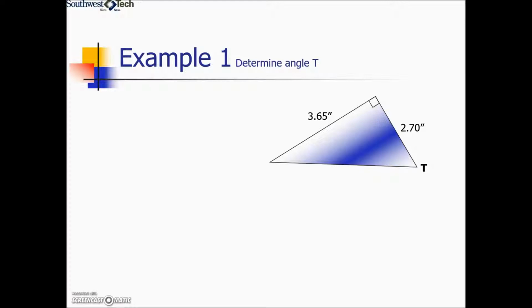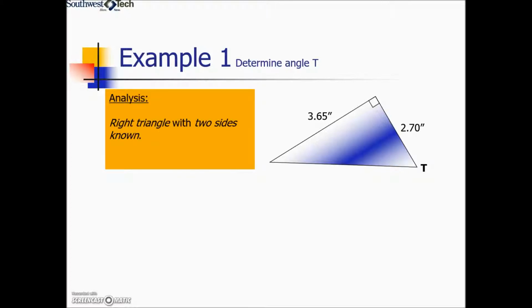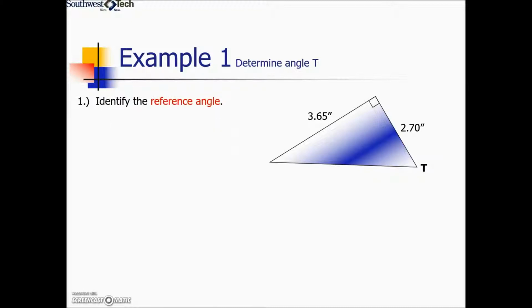Here's another series of examples. Can you solve this problem? First, what we see is a right triangle with two sides known, so we'll use trig to calculate the angle measurement. First step, identify your reference angle, which is angle T. That's what we're looking for, the unknown, from the reference angle. Second thing we want to do is label the sides.